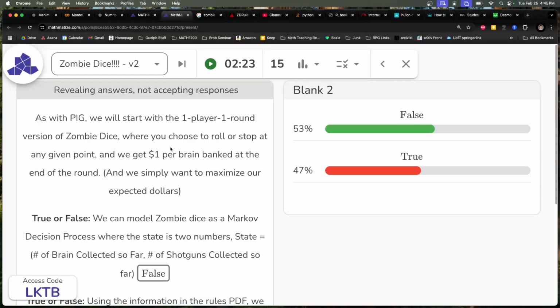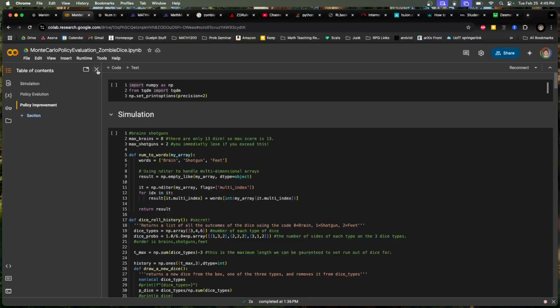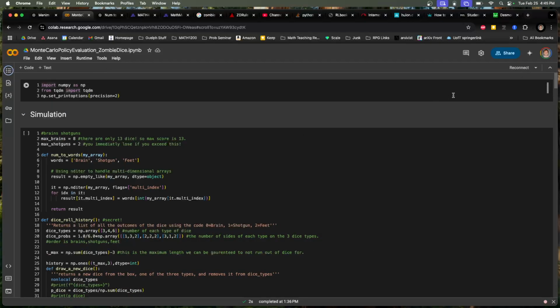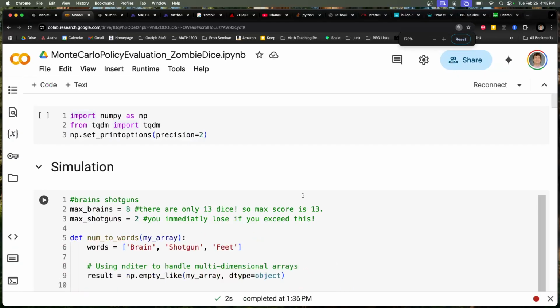Okay, so what I did is I wrote us a little bit of a simulator here. So here's the simulator. Ooh, let's see if I can make it white instead of dark mode. How do I... probably go to settings, and I want theme light. Okay, there we go. Save. Okay. Let's make it bigger.